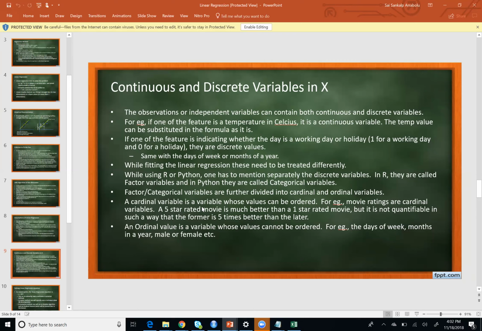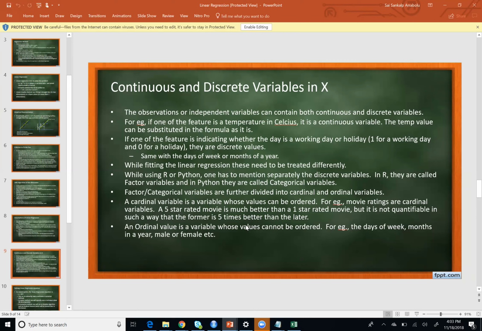A cardinal variable is a variable whose values can be ordered. For example, movie ratings are cardinal variables. A 5-star rating is much better than a 1-star rating, but it is not quantifiable in such a way that the former is 5 times better than the latter. So these are cardinal variables where you can put them in some order, but it does not mean that they're 5 times better, right? There's no particular quantity metric to say that.